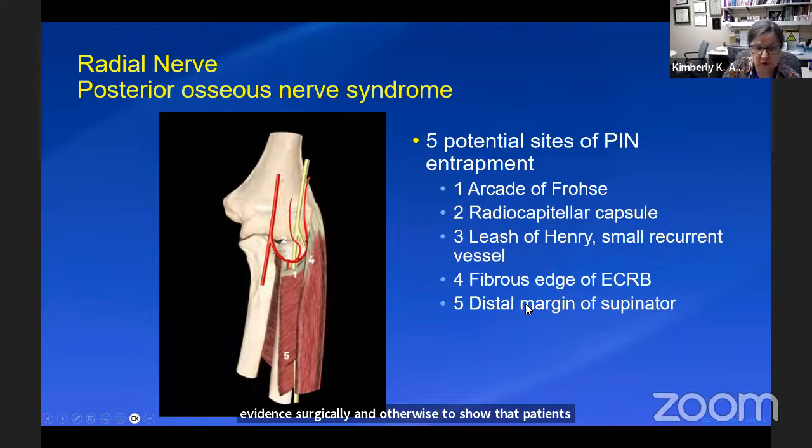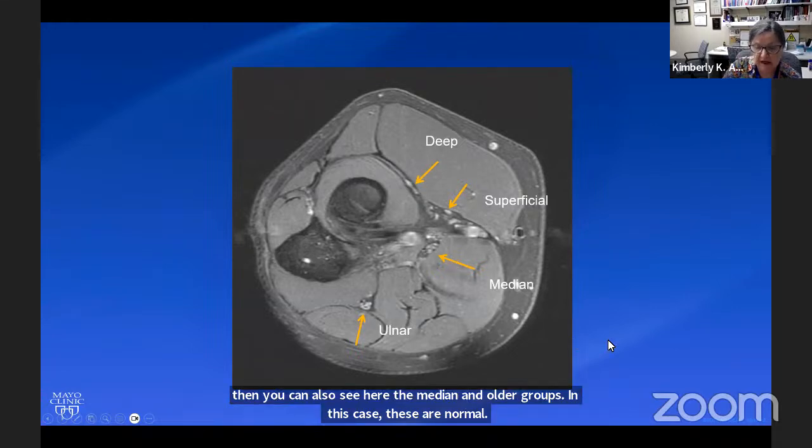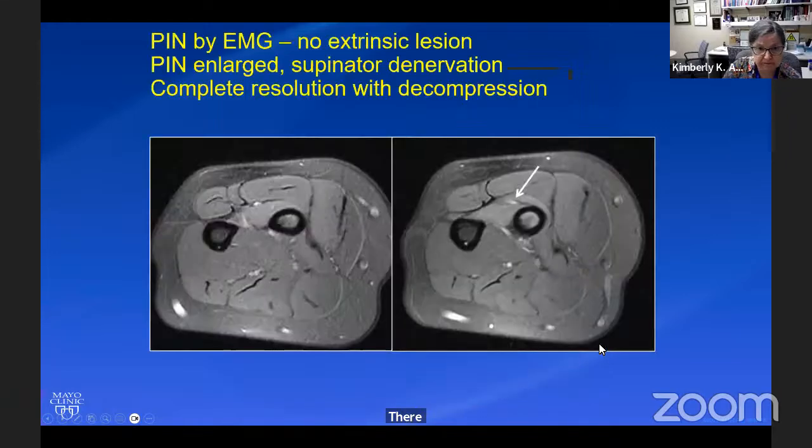So just moving on to the radial nerve, so that we know that on the posterior interosseous nerve, there are lots of areas where it can become entrapped. I'm just showing this image to show that you can see all of the branches. So you can see the deep branch and the superficial branch of the posterior interosseous nerve. And then you can also see here the median and ulnar nerves. In this case, these are normal. There's a little, seems a little bit bright compared to muscle, but that's pretty normal.